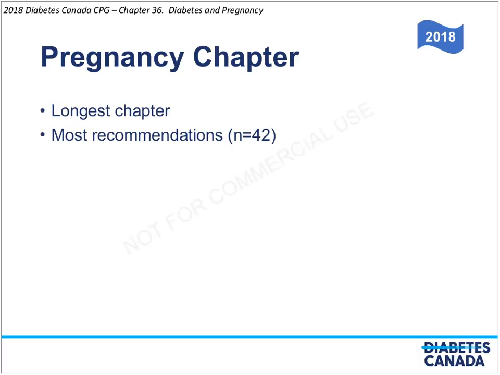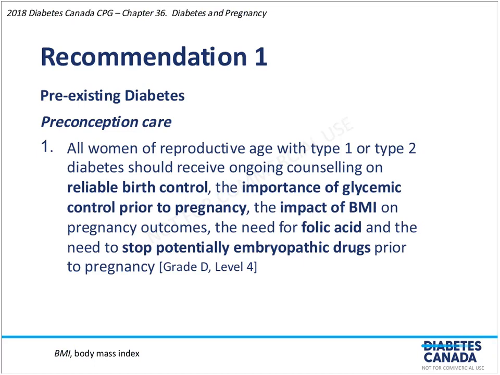So without further ado, indeed, longest chapter, I agree. 42 recommendations. So recommendation 1 is stressing the importance of preconception care for women with pre-existing diabetes, both type 1 and type 2. Outcomes are improved when pregnancies are planned and if patients are followed and their health is optimized in an interdisciplinary setting prior to pregnancy.